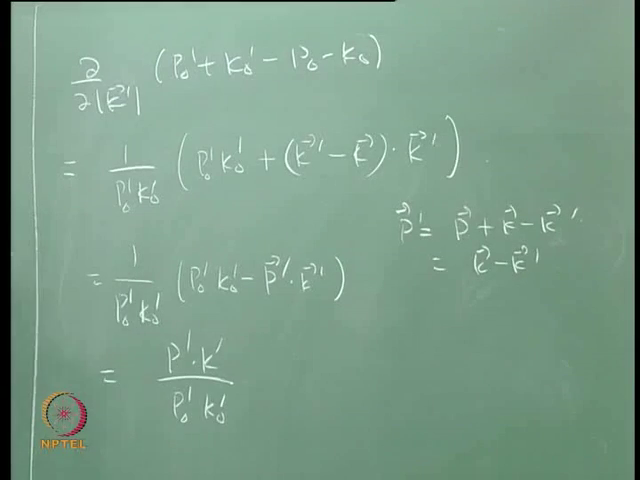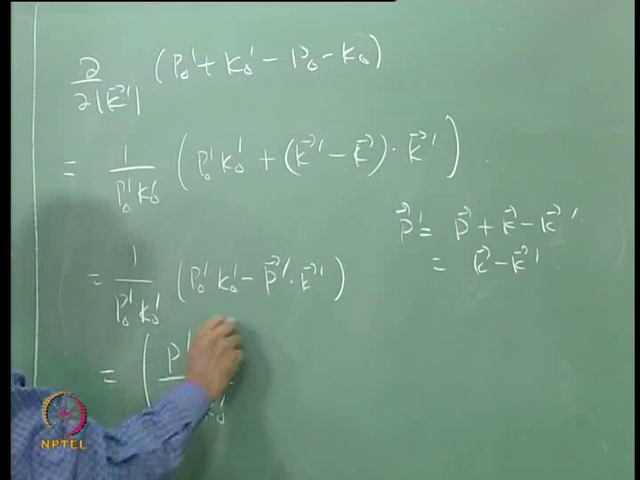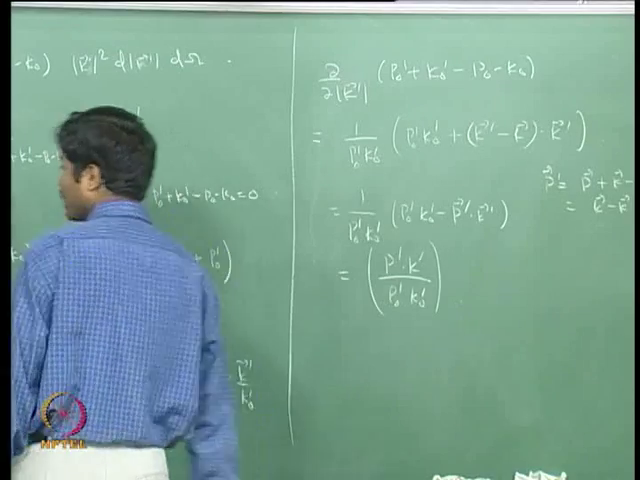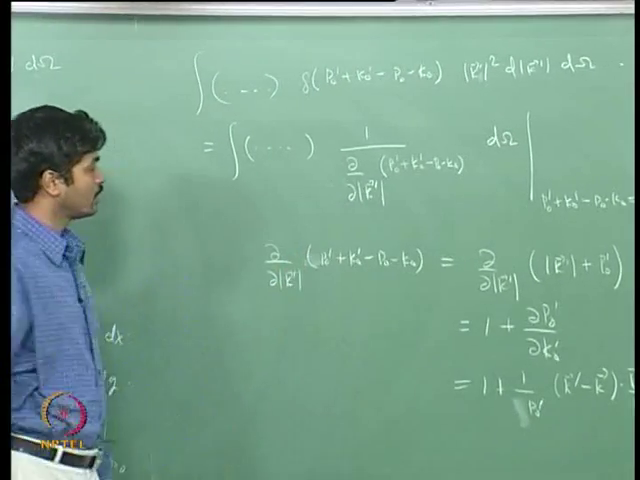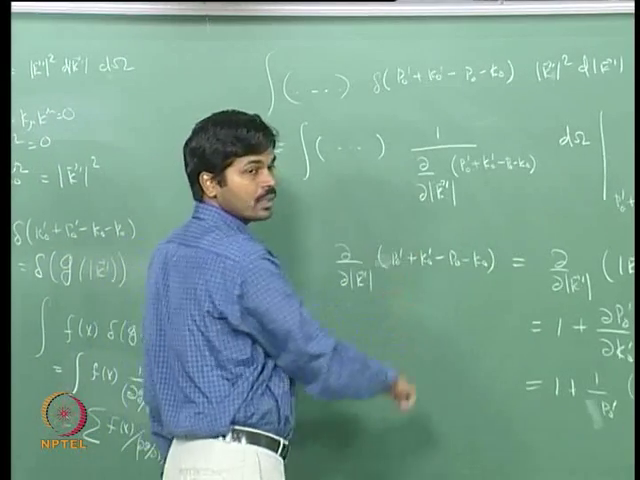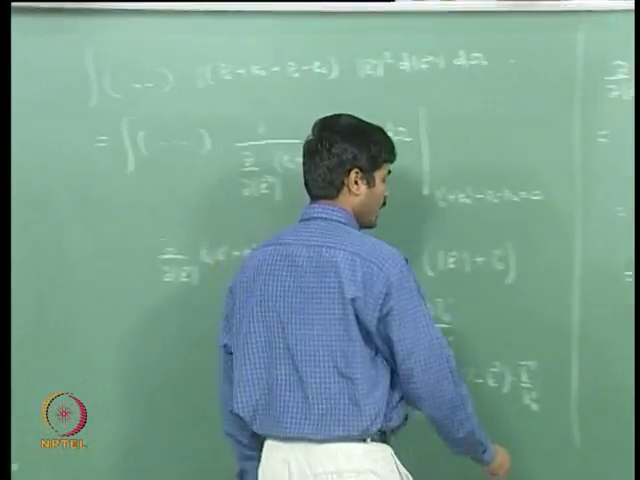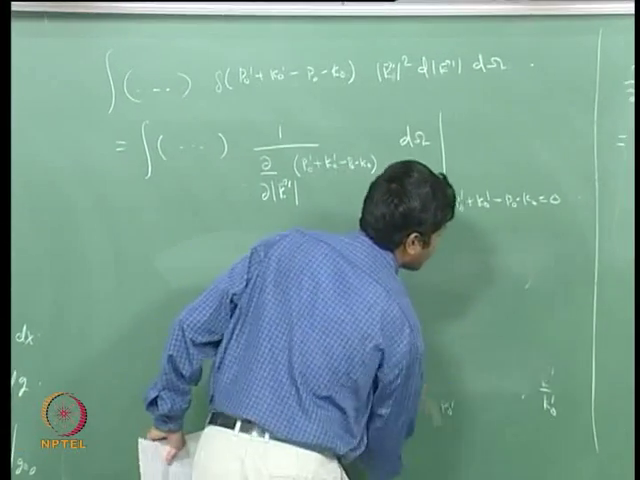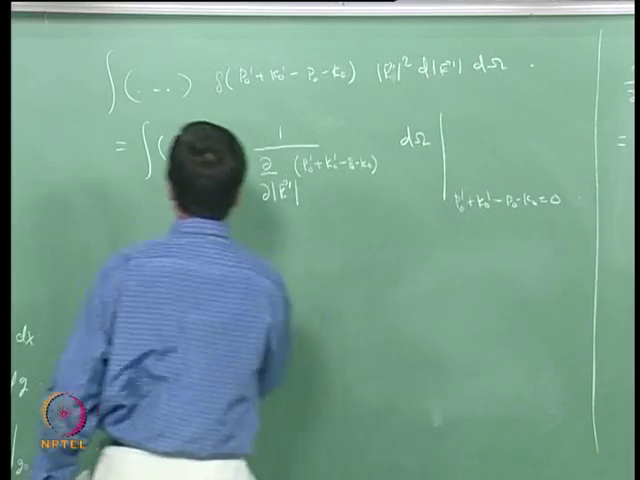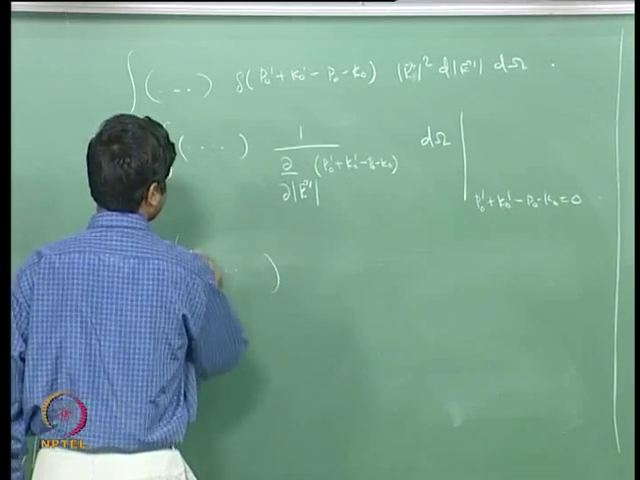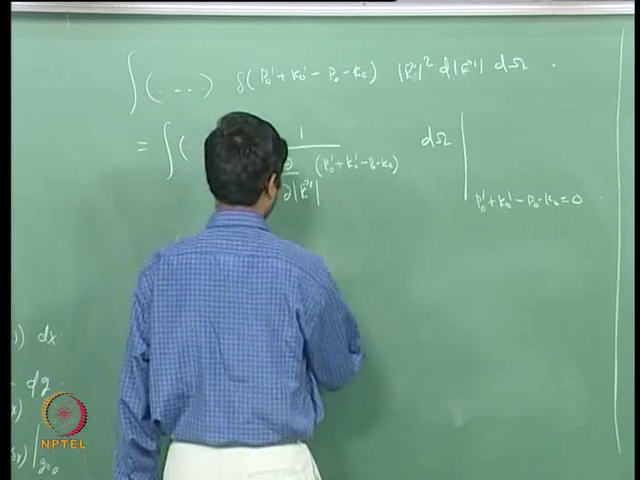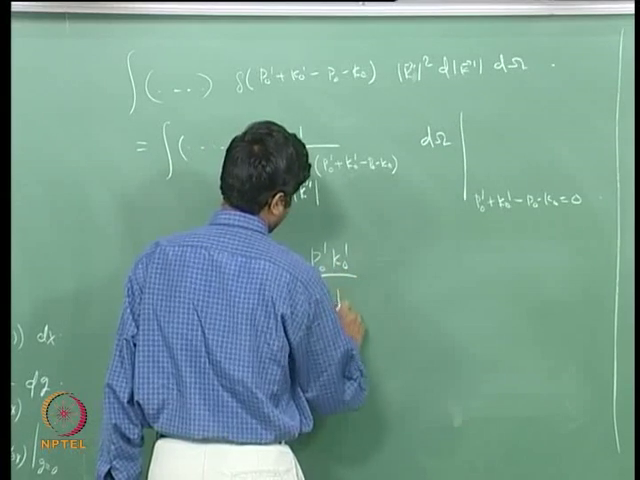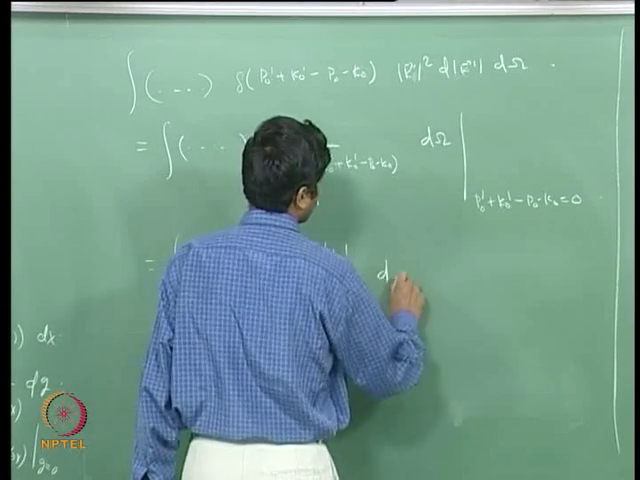So, what we did is we evaluated this vector and then we found this to be p prime dot k prime over p0 prime k0 prime. We will substitute it here. So, this comes in the denominator. Therefore, when we carry out the integration over k prime, what we will get as a result is this whole thing, p0 prime k0 prime over p prime dot k prime d omega.